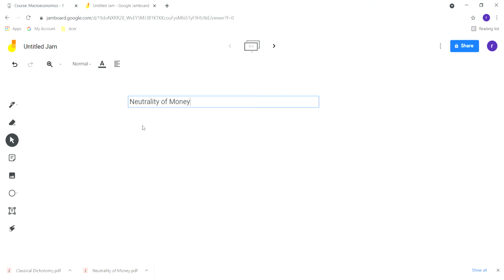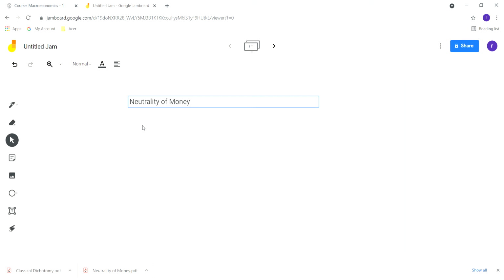The neutrality of money is an idea which states that money is neutral in the sense that it does not affect the level of output or the level of employment. So it is neutral, its role is neutral in the economy, or it has no real role in the economy. This is the idea of neutrality of money.